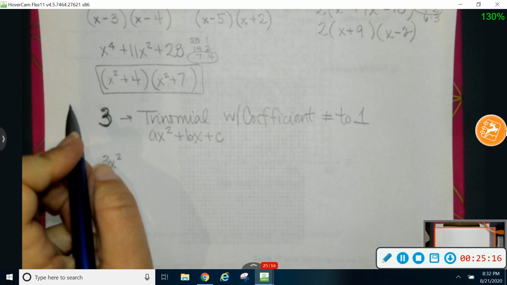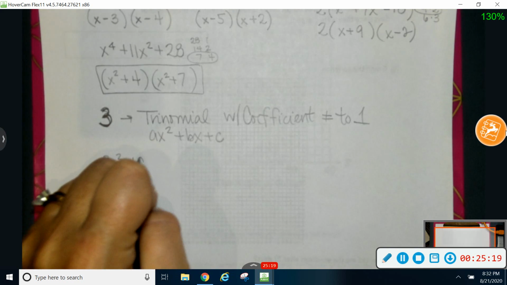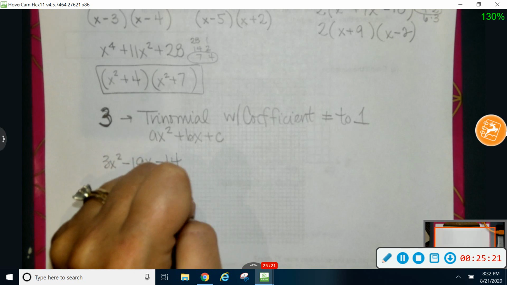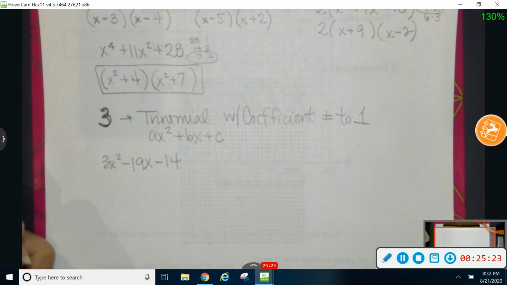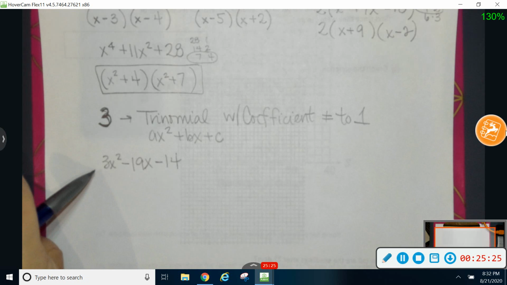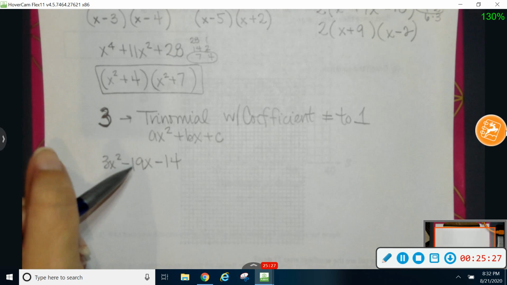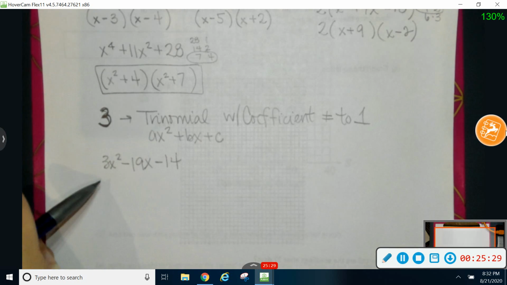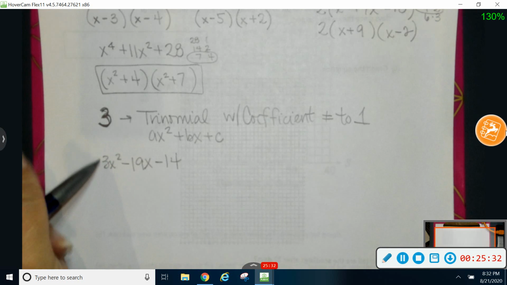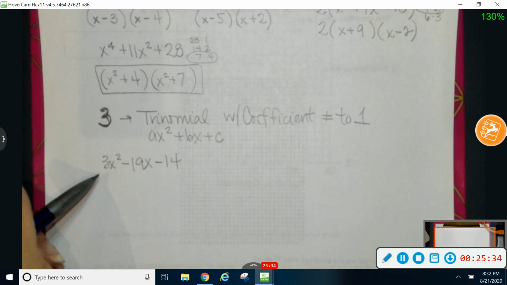A couple examples here. 3x squared minus 19x minus 14. I still want to follow that same factoring thinking. First rule of factoring, GCF. Nothing that all three share in common. 3 terms, yes. I check about that coefficient. This time I do have a 3 in the front. That's not going to go away through a GCF.